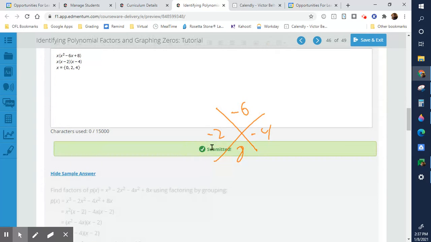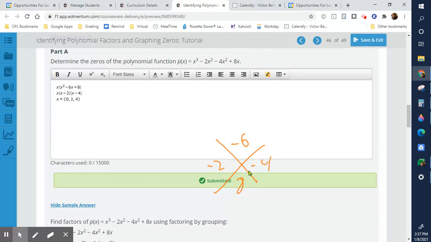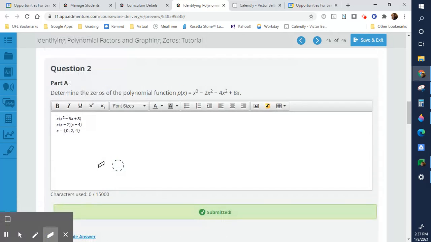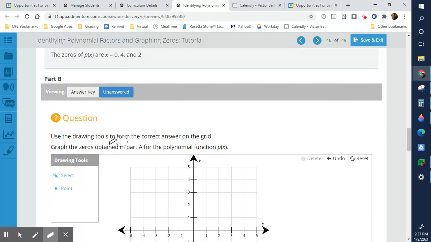All right, so now, what does it want us to do? Draw the zeros from part A. So use the drawing tools. From the correct form, graph the zeros obtained in part A. Oh, this part. Okay, I was like, what? All right, so we're just going to graph the points. We're going to graph 0, 2, and 4. Submit that. It's cool. Go into the next one.